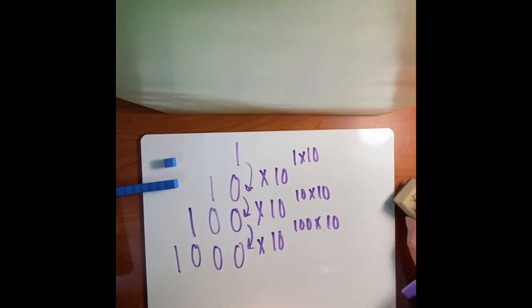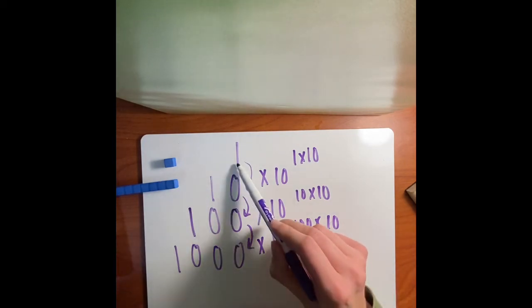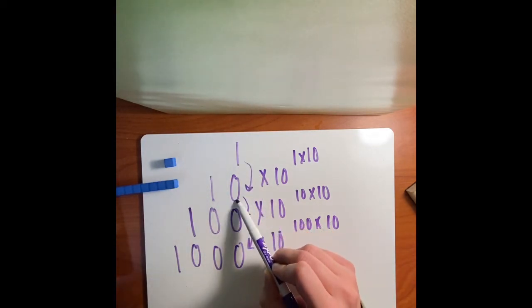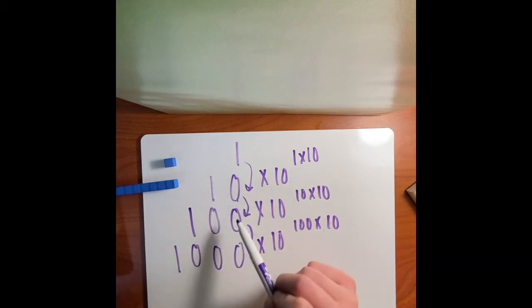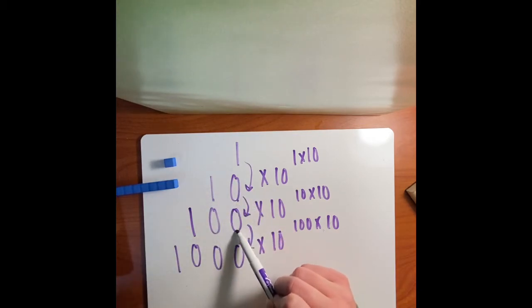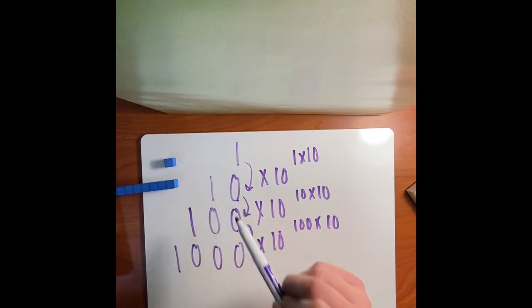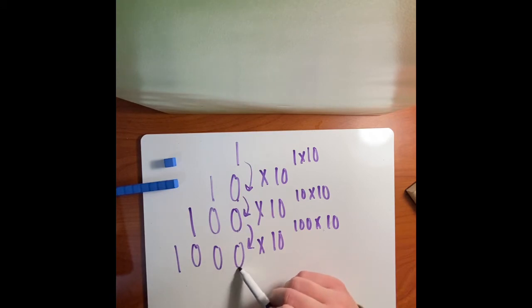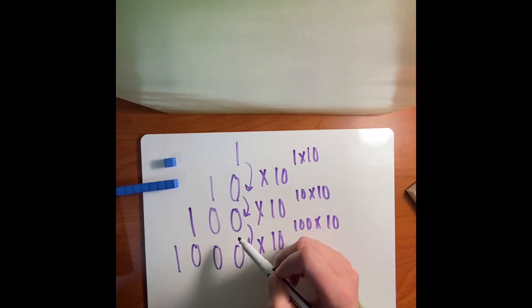Okay, so the pattern that you should have noticed is that if I go from 1 to 10, it is 10 times bigger than the number before it. If I go from 10 to 100, 100 is 10 times bigger than 10. And if I go from 100 to 1,000, 1,000 is 10 times bigger than 100.